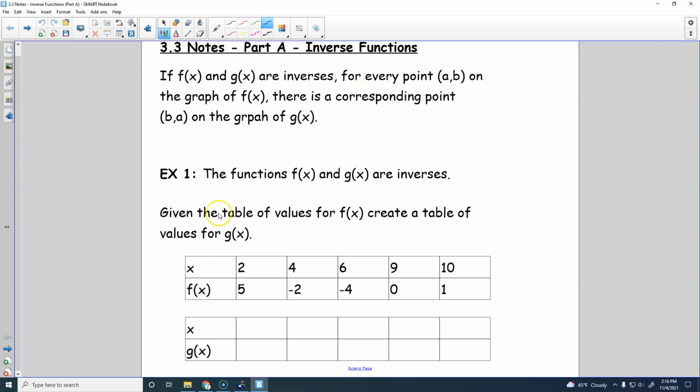All right, so for this example, we are given a table of values for f of x. If g of x is its inverse, so f of x and g of x are inverses, we want to give a table of values for g of x. So if (2, 5) is on f of x, then (5, 2) is on g of x. (-2, 4), (-4, 6), (0, 9), (1, 10).